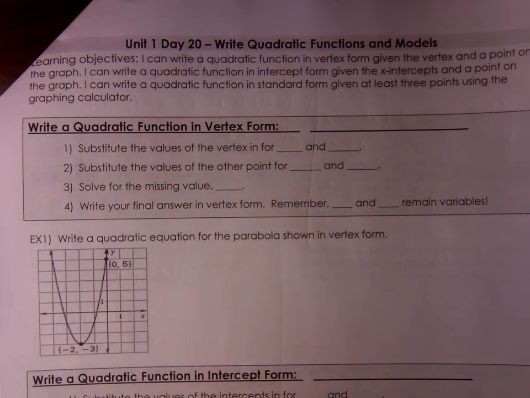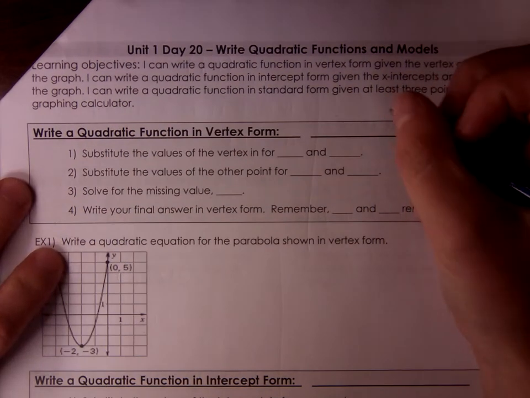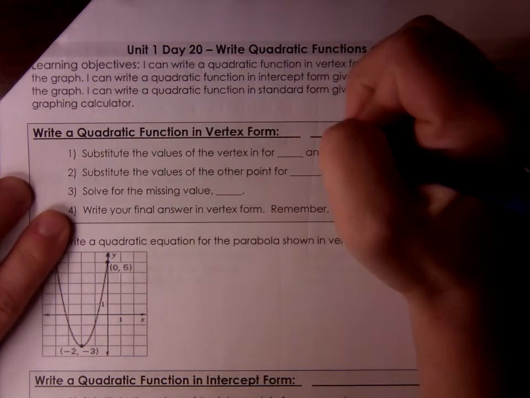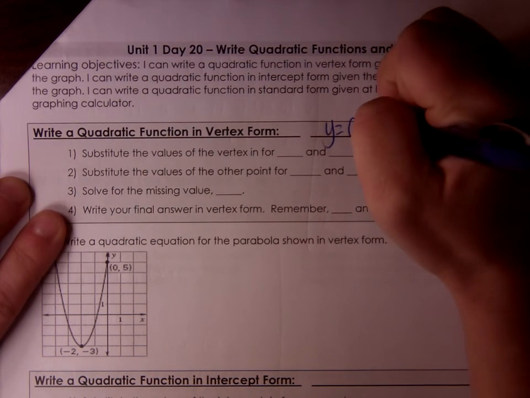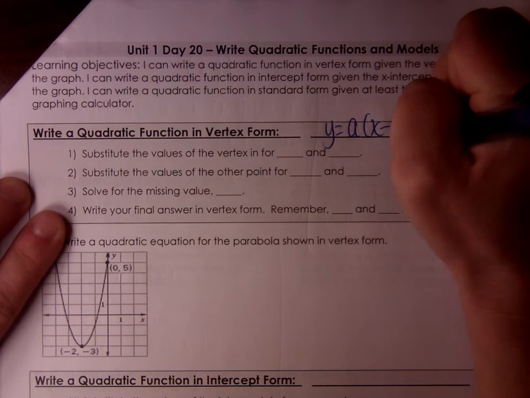Okay, so this is our very last lesson of the unit, and we have learned a lot about quadratics and we've studied them very intently. And so today's lesson is kind of bringing everything back together and full circle. We're going to start today off with vertex form, and we're going to learn how to write a quadratic function in vertex form. And remember that vertex form is y equals a times (x minus h) squared plus k.